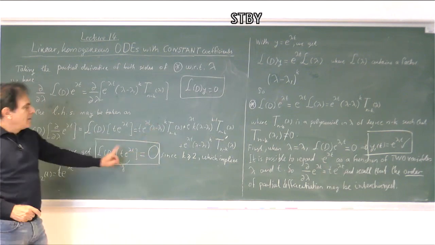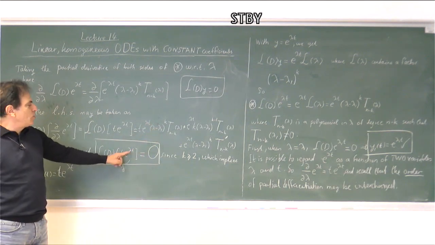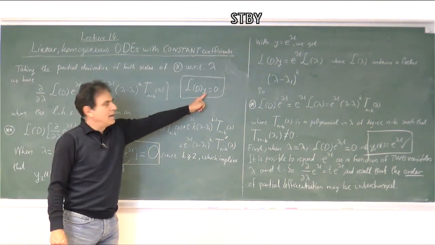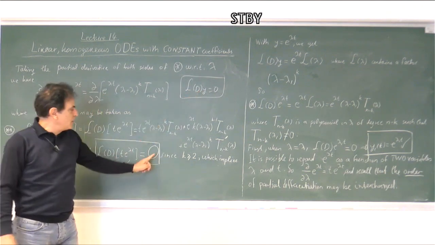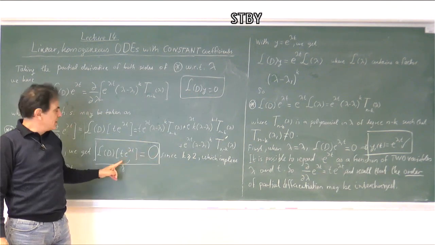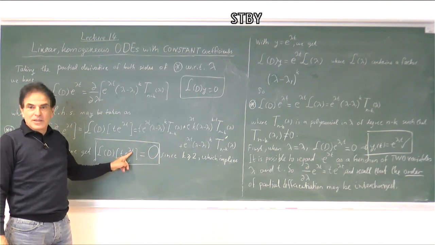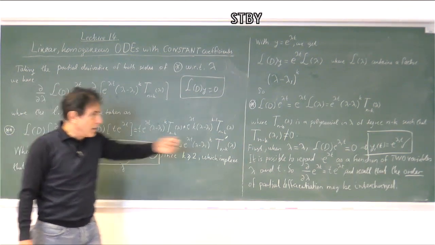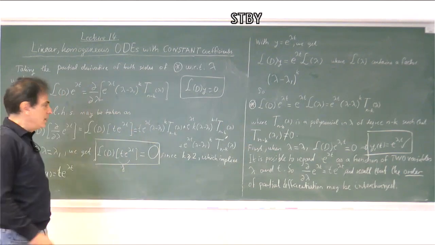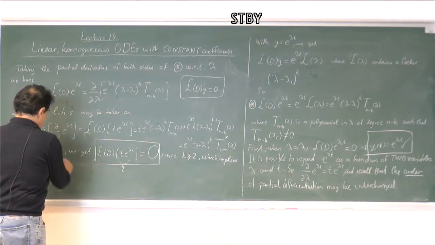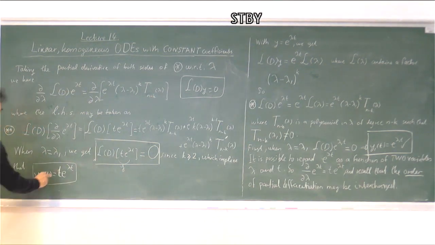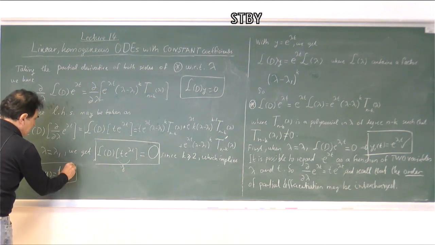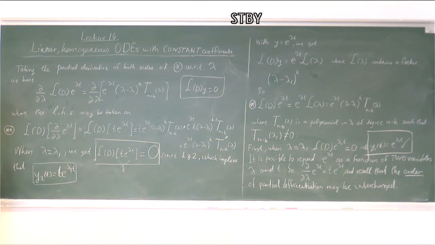So do you understand? Look, I substitute t e to the power lambda t for y, and we see that the equation gives us 0, which means that t e to the power lambda t stands for a solution. And this is a second solution because we already have a solution, e to the power lambda 1 t. So we get a second solution when lambda is lambda 1. Good?